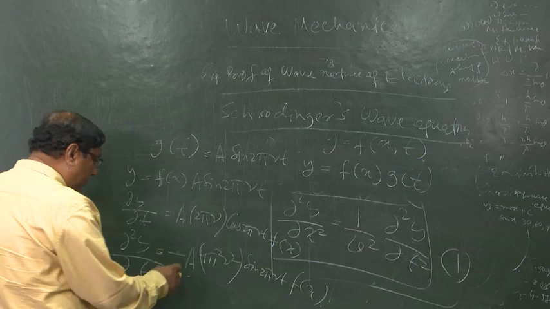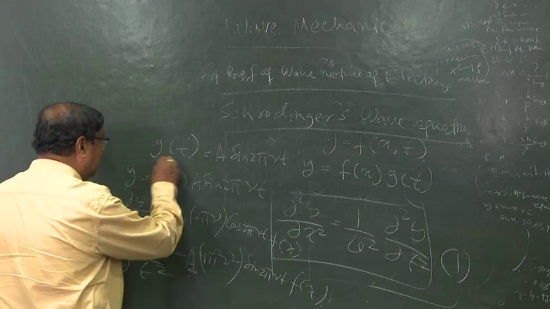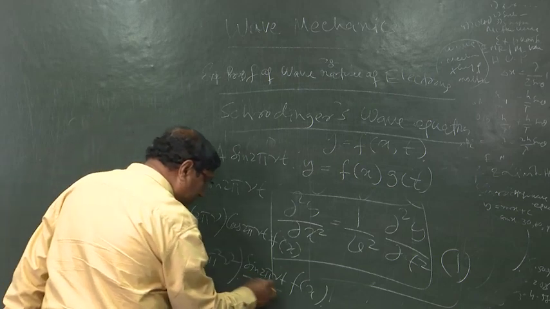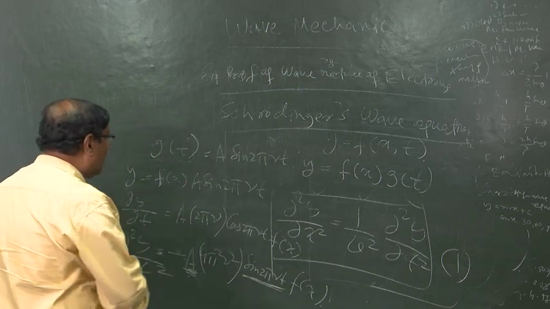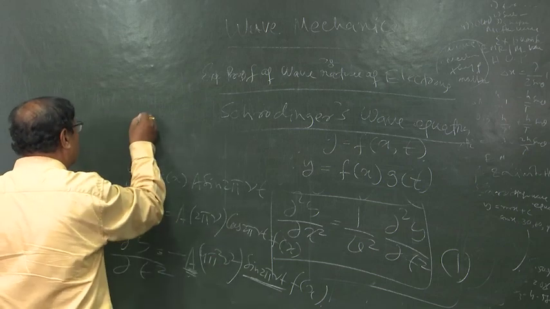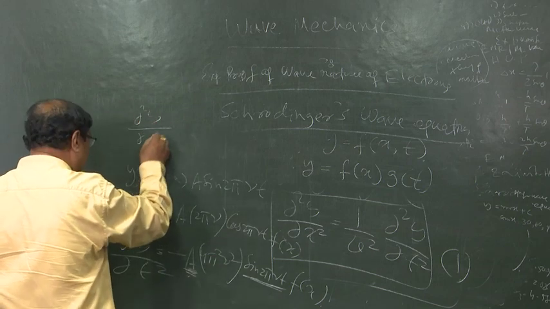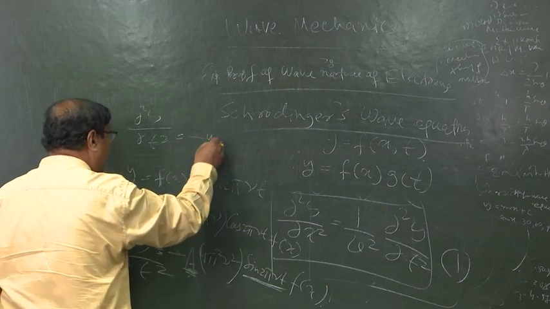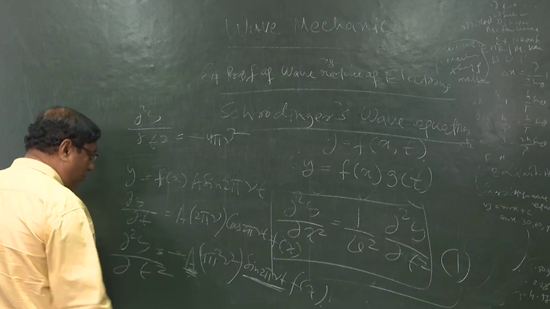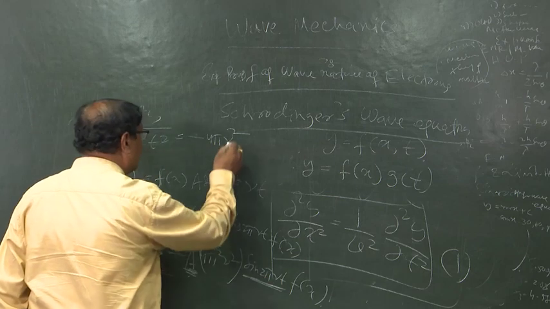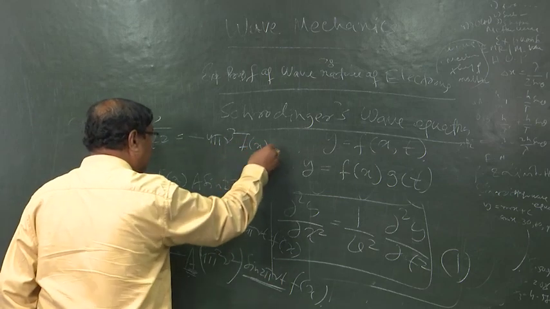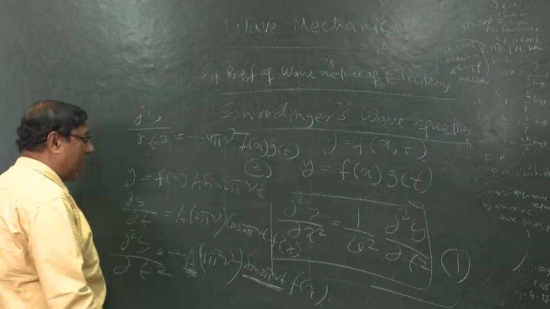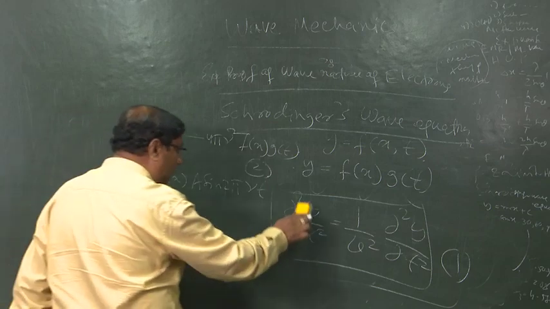Now we put g(t). What is this g(t)? g(t) is equal to a sin 2πμt. So in place of a sin 2πμt, you put g(t). So the equation will be d²y/dt² equal to minus 4π²μ² f(x) g(t). Let this be equation 2. Okay, now we will get this value.